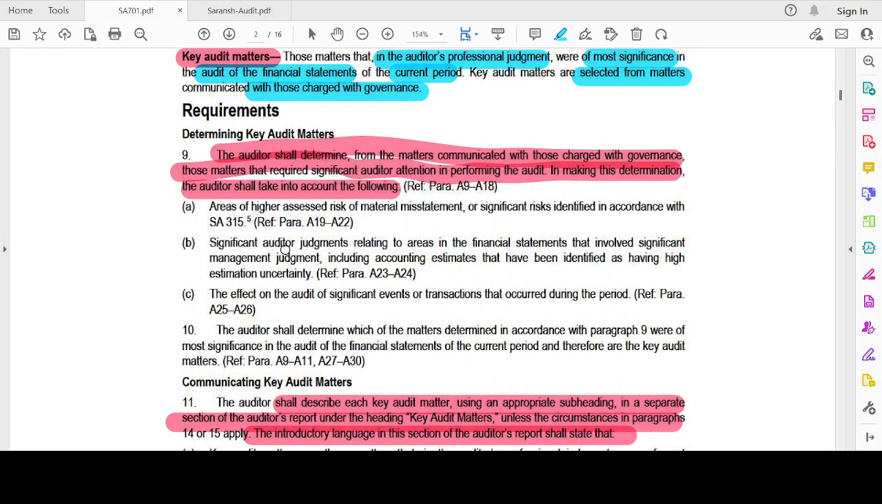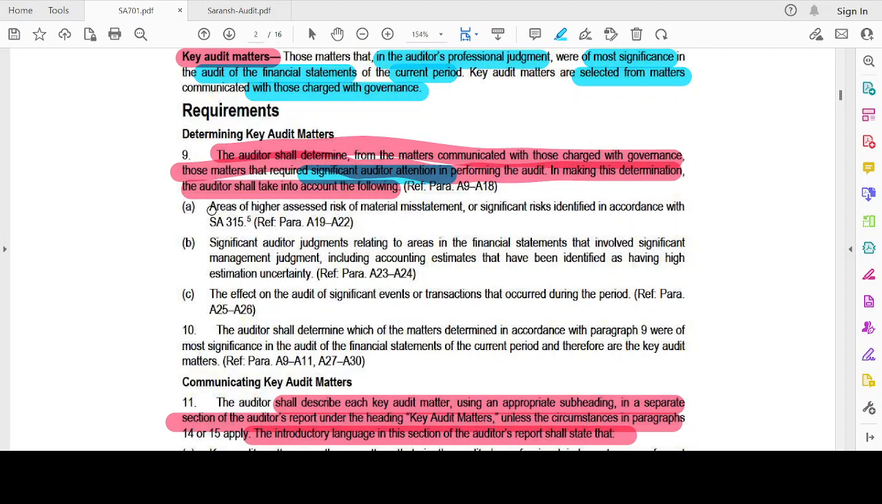Now, determining the key audit matters. The auditor shall determine, from the matters communicated with those charged with governance, those matters that required significant auditor attention in performing the audit. In making this determination, there are things to be considered in deciding which matters require significant auditor attention, and they have to be taken into account.